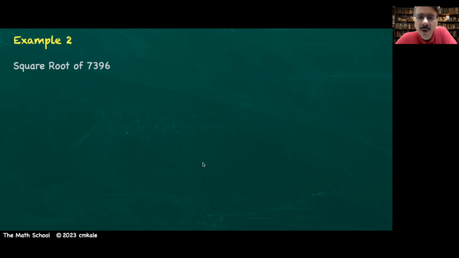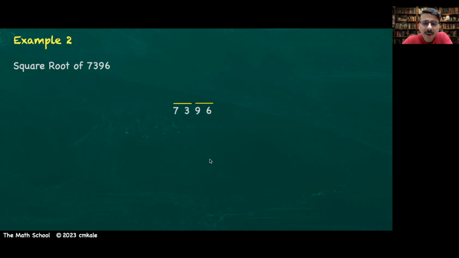Now follow on with me, work with me on this. Find the square root of 7396. So what do we do? Our first step is to identify pairs. So let us put them down. We have first pair 96. We have a second pair 73. So we have two pairs now identified.